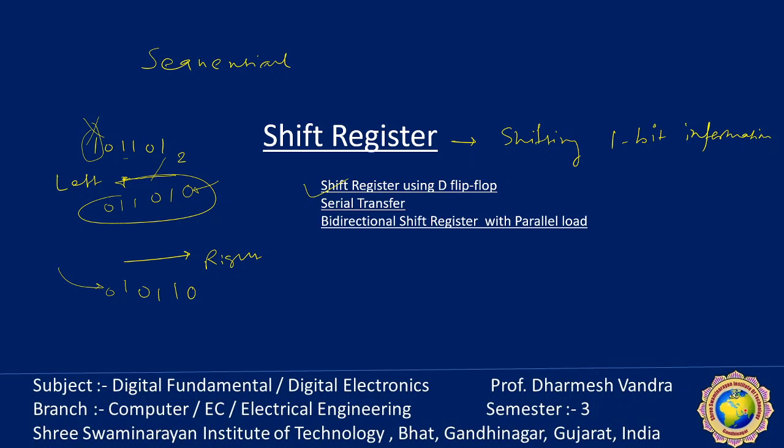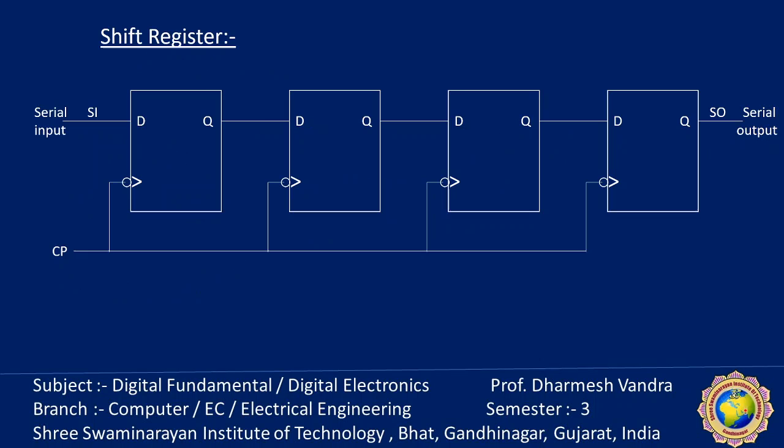So we will discuss the shift register with the D flip flop, serial transfer, and bidirectional, both the right hand side and left hand side, with parallel load connected. So this is the simplest circuit of one bit shifted with the help of D flip flop, shown here.